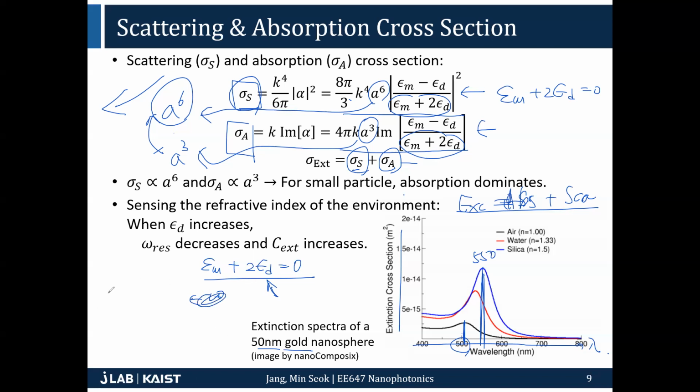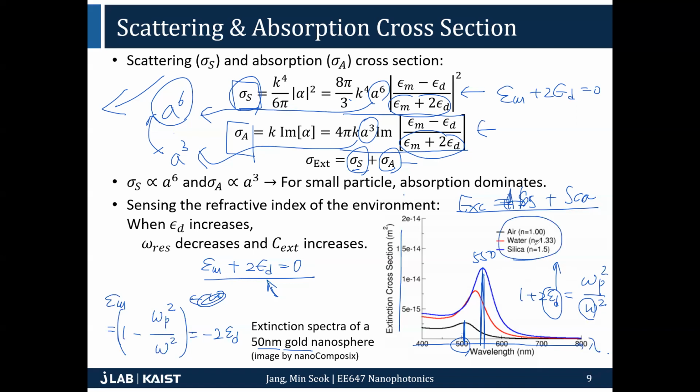Keep in mind that epsilon m was 1 minus omega p squared divided by omega squared. If this is equal to minus 2 epsilon d, then 1 plus 2 epsilon d is equal to omega p squared over omega squared. So as epsilon d increases, omega decreases. If your surrounding material has a higher and higher index, your resonance position goes to longer and longer wavelengths, or lower and lower frequency. Okay, this is all I wanted to say today.